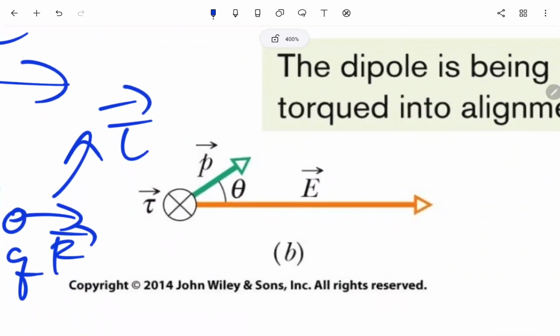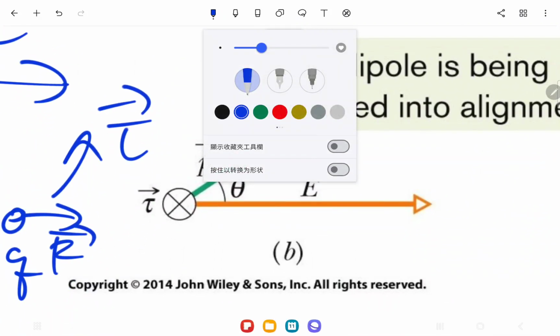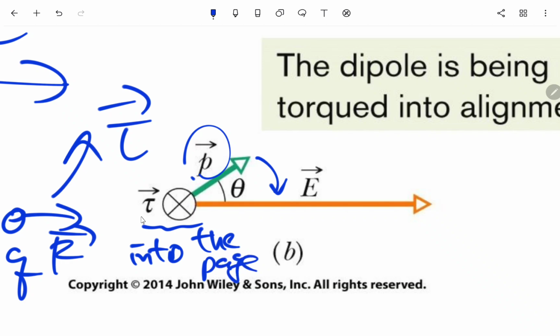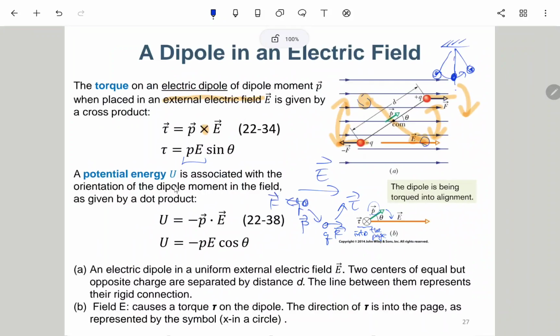In this figure it shows the free body diagram. So we have a P, and then we cross. Using the finger following the direction of the small p, and then rotating to E, your thumb will be pointing into the page, which is the direction of the torque. If the torque is pointing into the page, the rotation direction will follow your finger. So it's rotating clockwise, something like this.